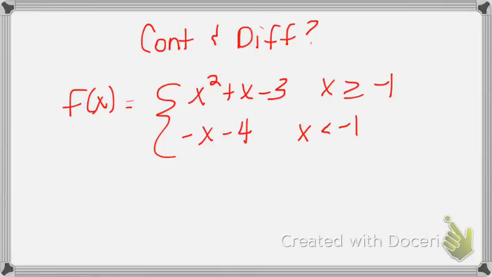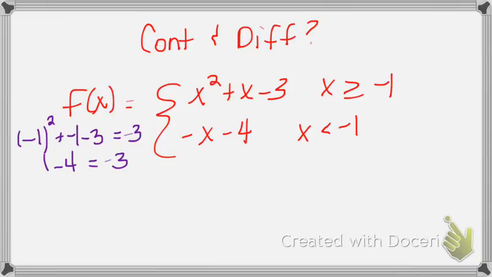So here's another one. We're going to figure out if it's continuous and differentiable. Plug in the negative 1, so negative 1 squared, negative 1 minus 3, so we have 1 minus 1 minus 3, that should be negative 3. Plug in the negative 1 again, I'm sorry, so it's negative 1. Still get negative 3, so it's continuous.